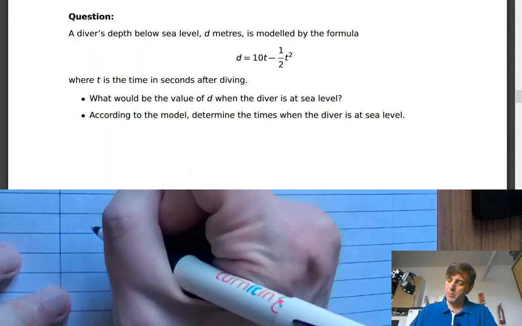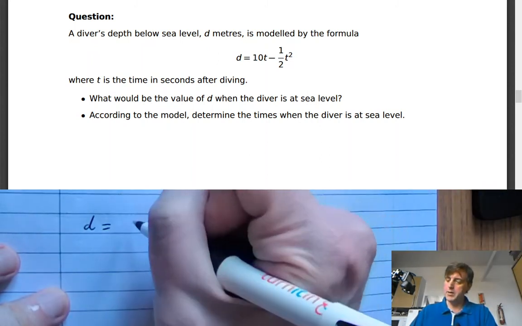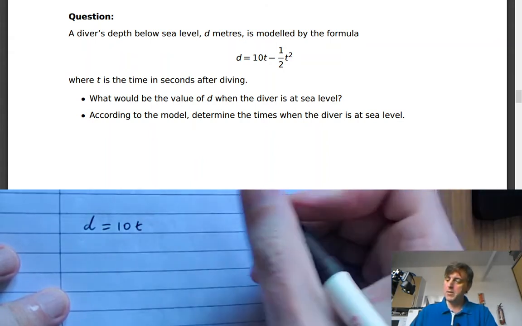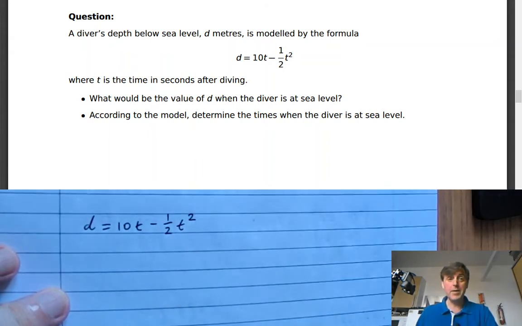Okay, so here's our formula. The depth in meters is given by this formula here, or at least it's being modelled by this formula here, d = 10t - ½t². t, again, is the time in seconds after the dive starts.